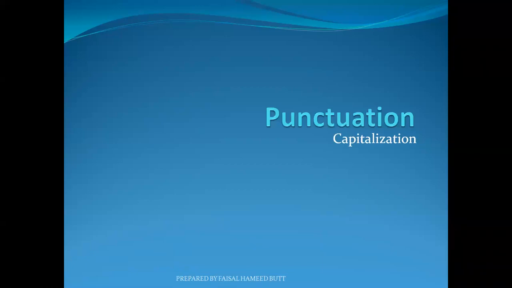And today we are not going to talk about different punctuation marks. Rather, we are going to talk about capitalization. When you started learning your language, English, or when you started your studies in class one or in prep or whatever your starting point was, you might have observed that you had been taught to capitalize different words or different letters. Capitalization means you have to decide what letter you have to write in capital.